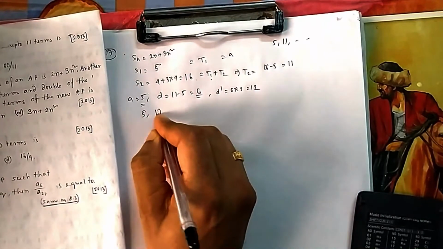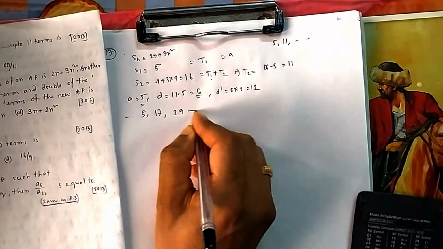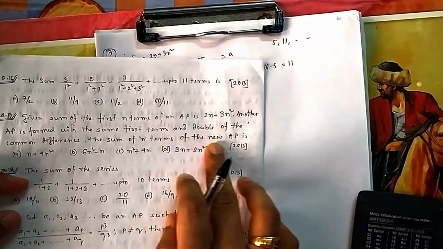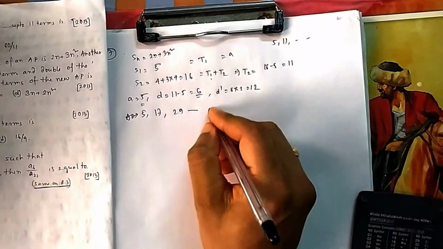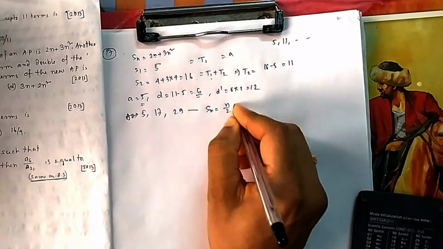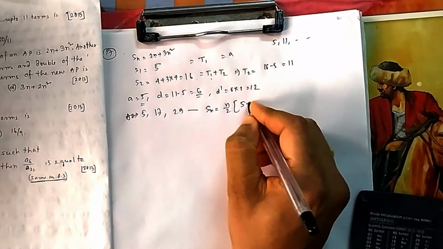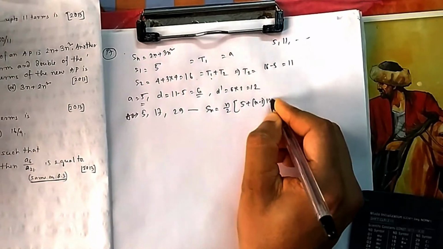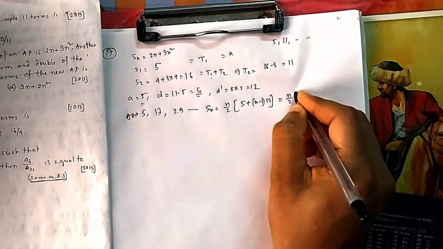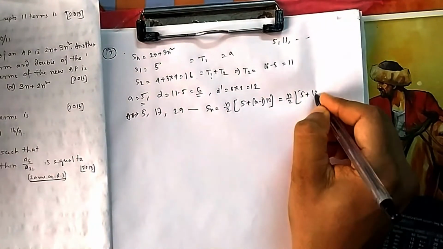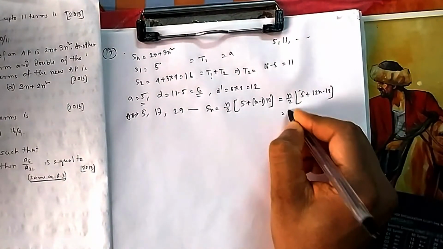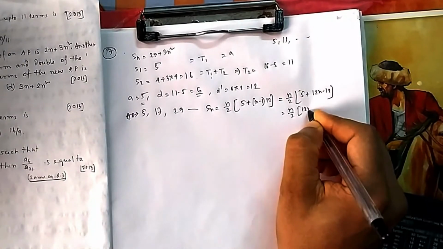So it should start with 17, then 29. This is the new AP. Now what they ask you is the sum of the n terms of the new AP. What will be the sum of n terms? Sn. So again n by 2, (2A plus n minus 1 into D), here D is 12. So it will be n by 2, 5 plus 12n minus 12. So it will be n by 2, 12n minus 7.